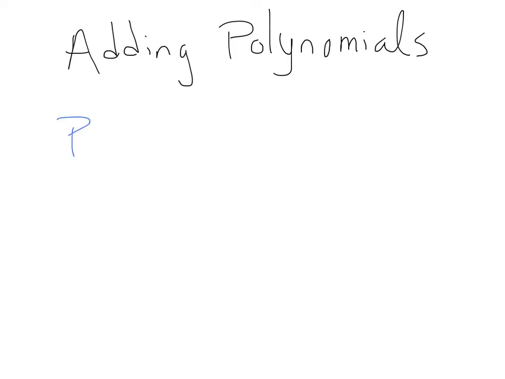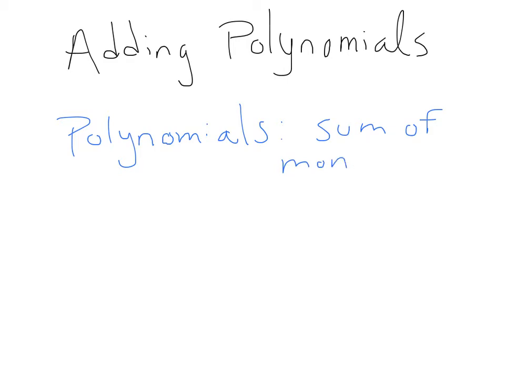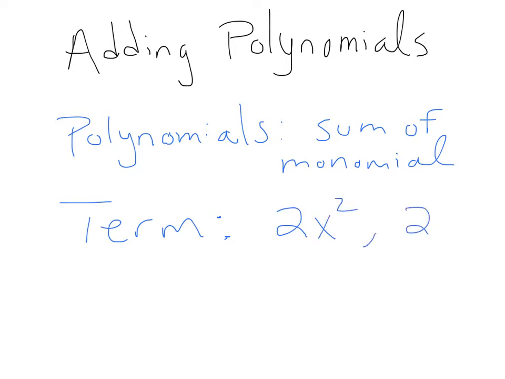I'm going to be walking you through this video on adding polynomials. A polynomial, we'll start with the definition, is a sum of monomials. So a single, what we call term. A term is just an idea that's connected by multiplication. So like 2x squared is a term, just like 2 is a term, happens to be what we call the constant term. Any number is just a constant.